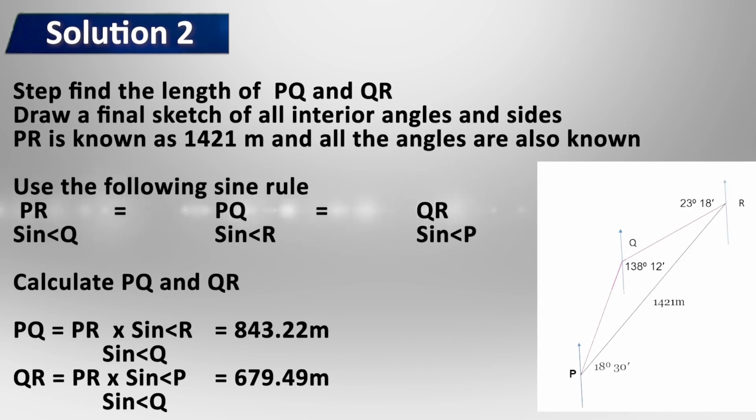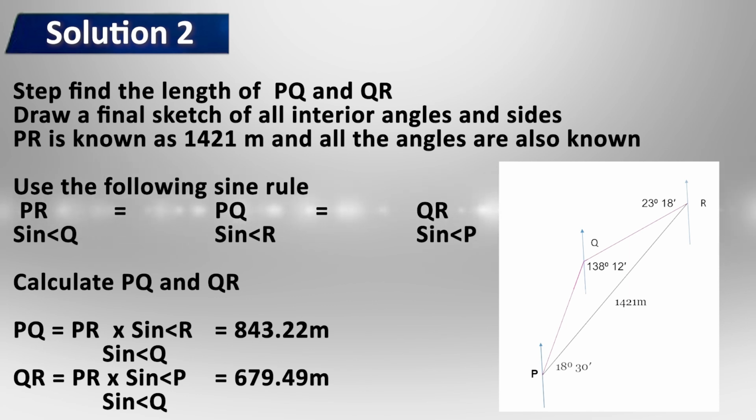Finally, to find the length of PQ and QR, we will use the sine rule. Draw a sketch with all the interior angles and sides. The value of PR is known as 1421 meters and all the angles are also known to us. Use the sine rule, that is PR by sine Q is equal to PQ by sine R is equal to QR by sine P. These ratios are equal to each other. When we substitute the values, we can calculate the values of PQ and QR.